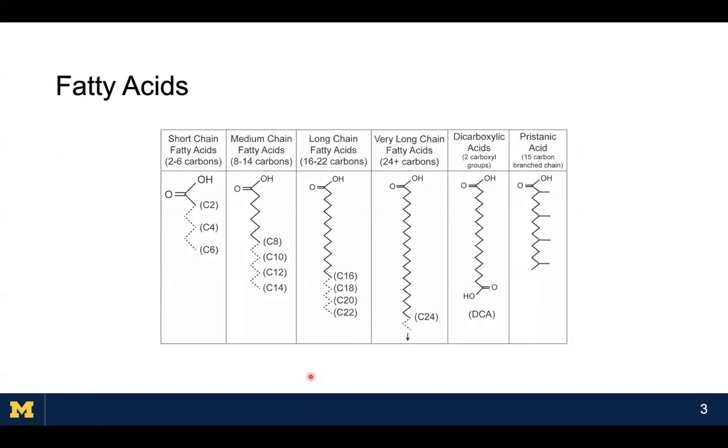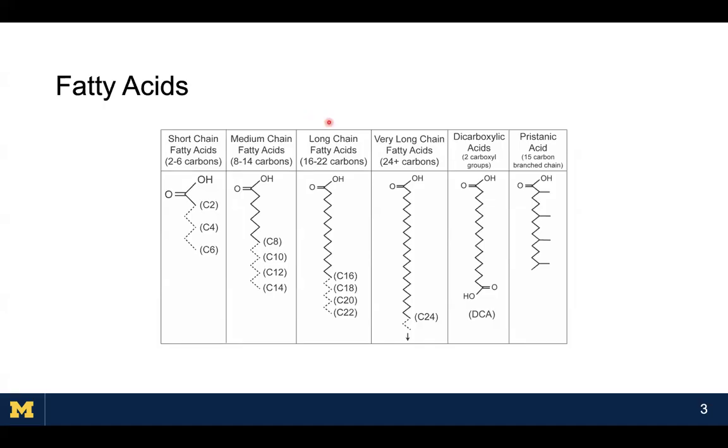So to review really quickly, fatty acids typically come in even number carbons in their hydrocarbon chain, and we categorize them based on the length of those hydrocarbon chains for the most part. So short chain, medium chain, and long chain fatty acids are pretty common. Again, long chain fatty acids include those palmitate, oleate, and stearate that we commonly think of.